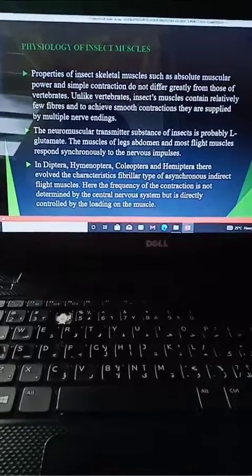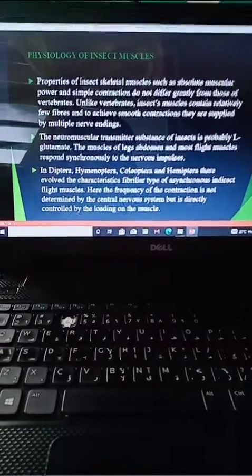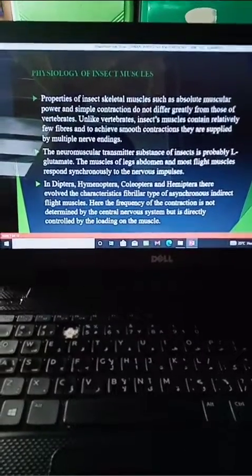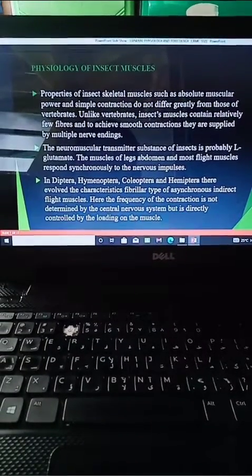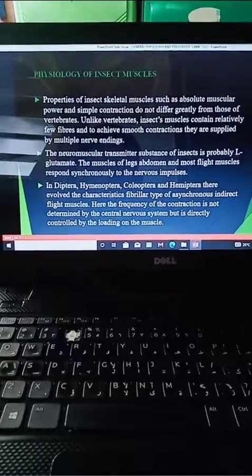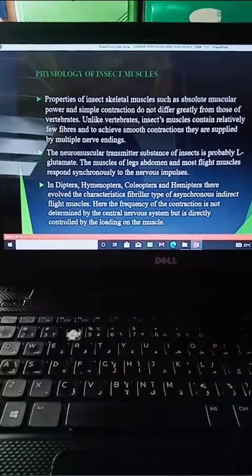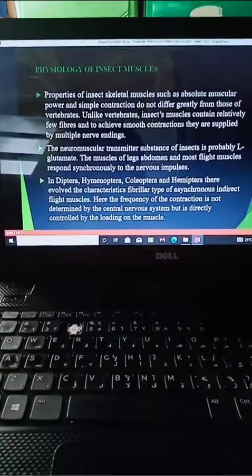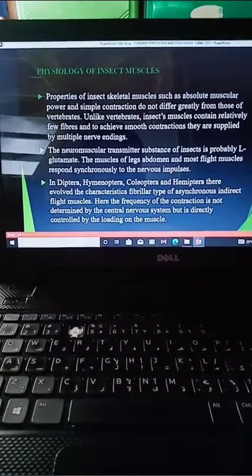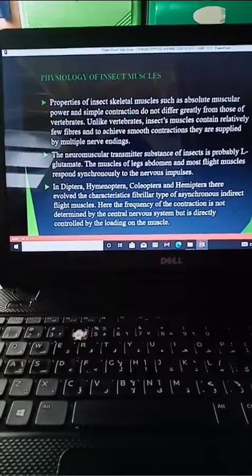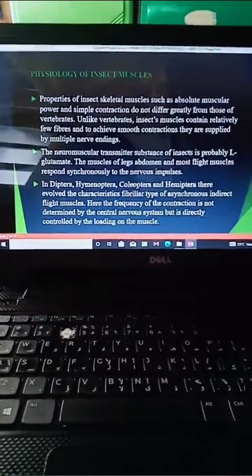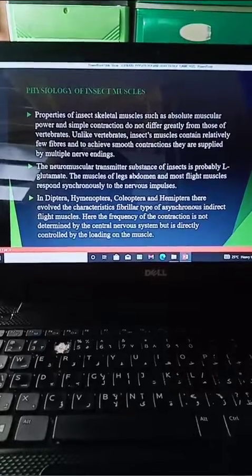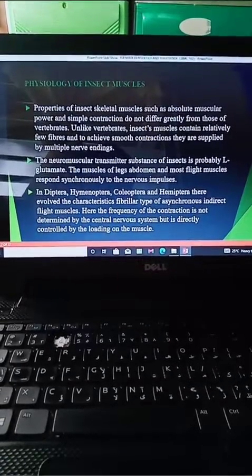Physiology of insect muscles. Properties of insect skeletal muscles, such as absolute muscular power and simple contraction, do not differ greatly from those of vertebrates. Unlike vertebrates, insect muscles contain relatively few fibers, and to achieve smooth contraction, they are supplied by multiple nerve endings. The neuromuscular transmitter substance of insects is probably glutamate.